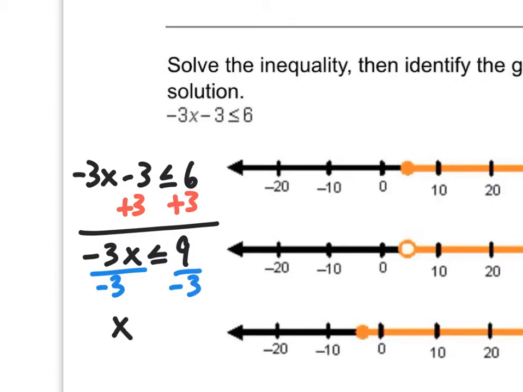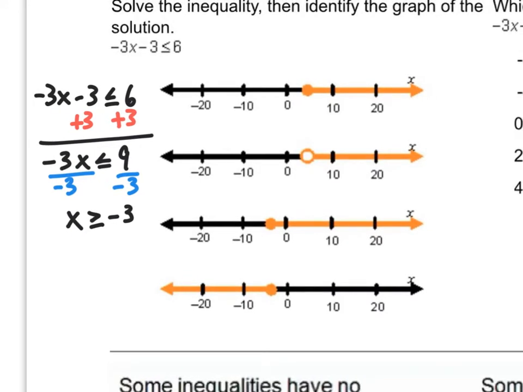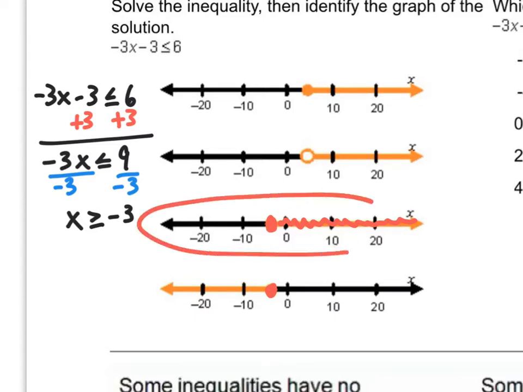So I get x. What do I have to do with my inequality symbol now? You've got to flip it because you divided by a negative. So I've got x is greater than or equal to negative 3. Now, which one of these graphs shows that? Both of these are at negative 3, but the shading direction matters, so it's actually this one. This is the graph.